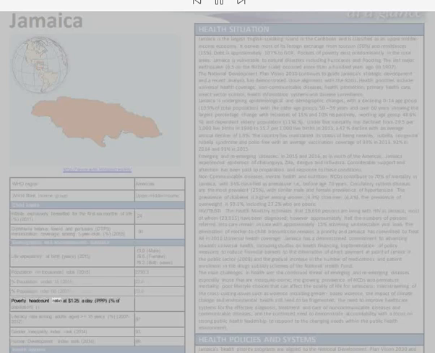Poverty headcount ratio at $1.25 a day, PPP, percent of population. Literacy rate among adults aged greater than or equal to 15 years, percent, 2007-2012: 87. Gender Inequality Index Rank, 2014: 93. Human Development Index Rank, 2014: 99.